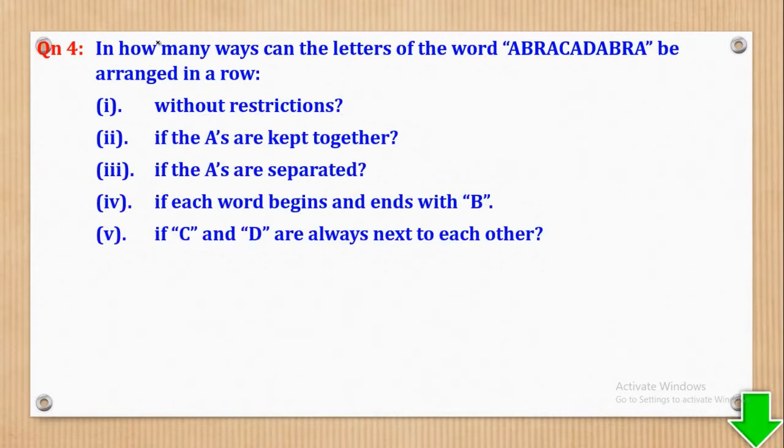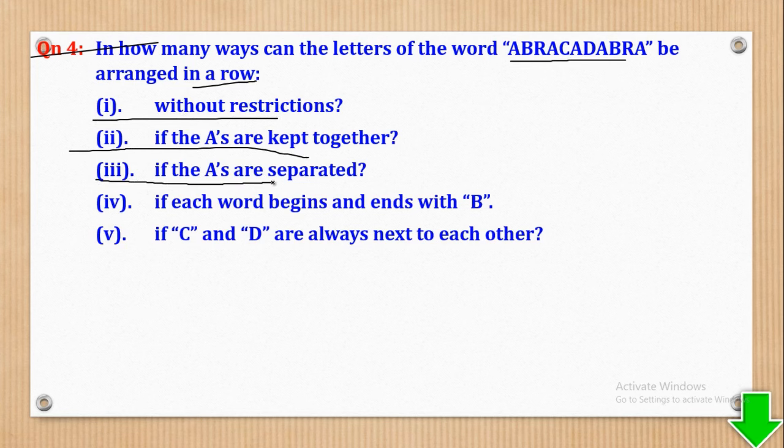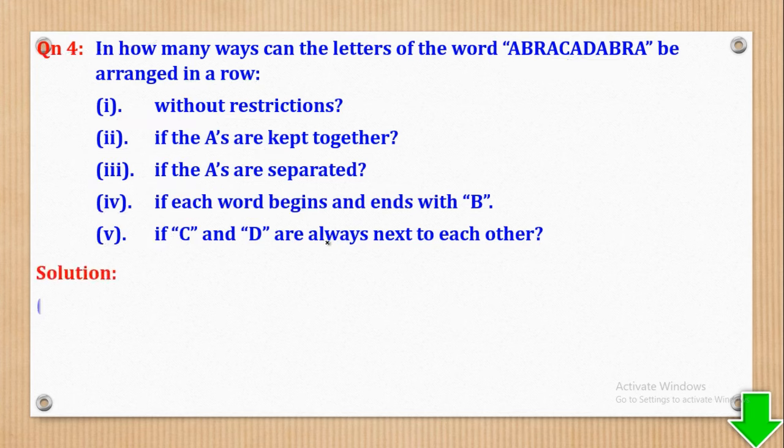Now we shall go to question 4, which says, in how many ways can the letters of the word abracadabra be arranged in a row, Roman 1, without restriction, Roman 2, if the A's are kept together, Roman 3, if the A's are separated, Roman 4, if each word begins and ends with B, and Roman 5, if C and D are always next to each other. So let's start with Roman 1, without restriction.